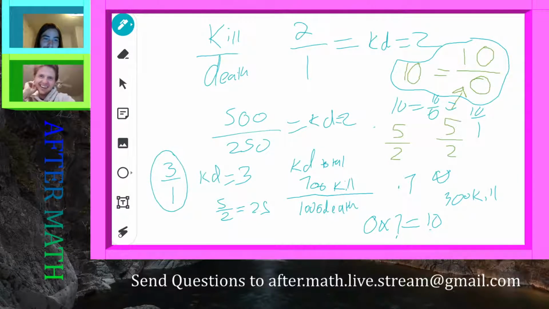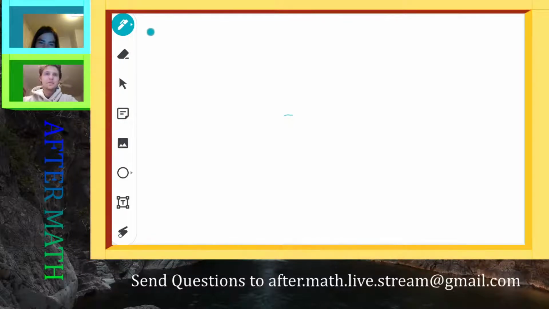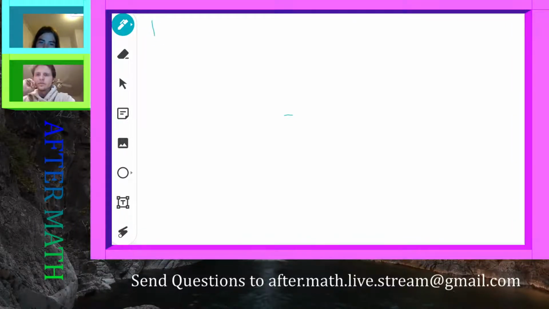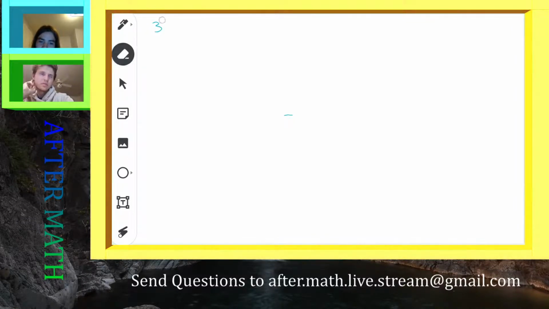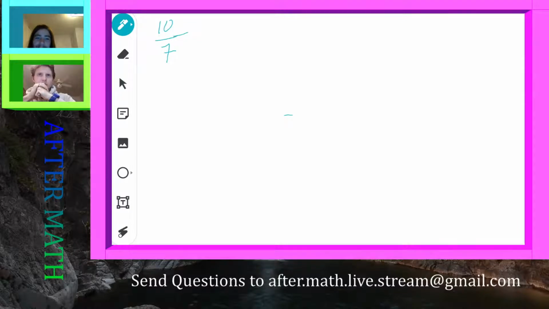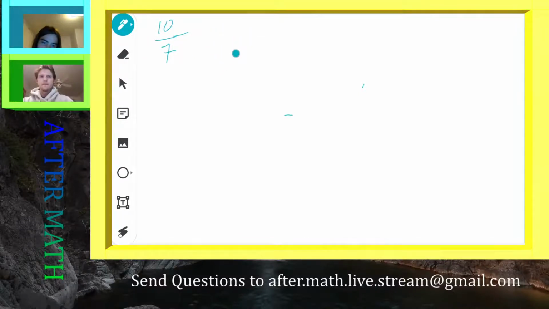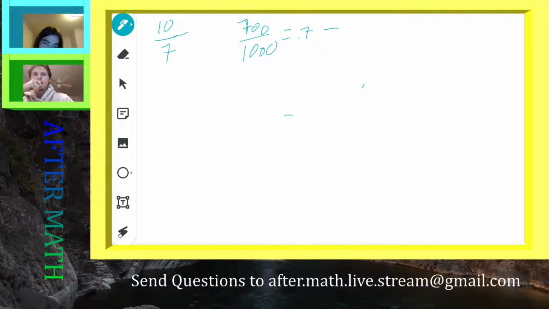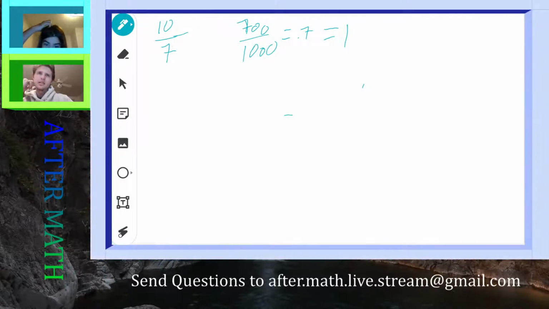One thing here, I'm going to a new page because we're running out of room. One thing we could do is figure out how long it's going to take if I change my KD to a 1. Let's say my average per game is going to be 10 to 7, so 10 kills for 7 deaths. That's how much better I've gotten. We want to figure out how many games it's going to take to get my KD from 700 over 1,000, which is equal to 0.7, to be equal or greater than 1, right?